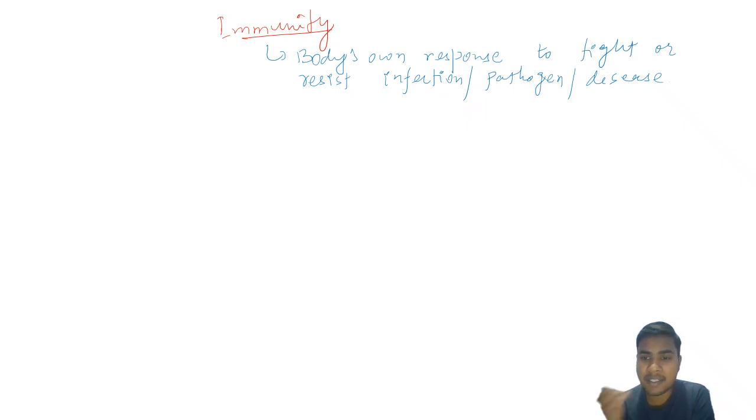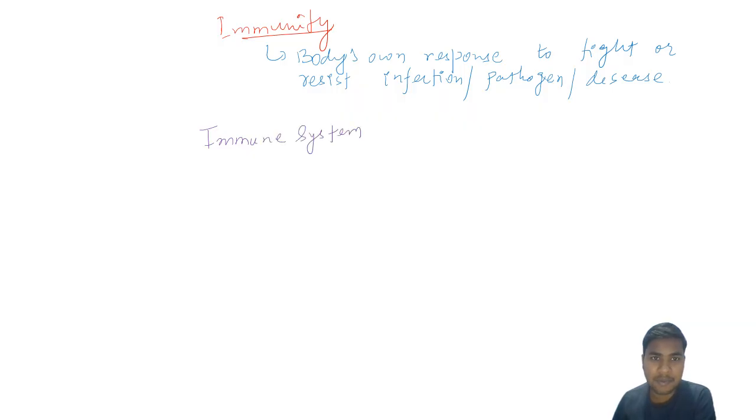So it is immunity which is responsible for the inhibition of growth of any pathogen and prevention of disease. And the system which has this capacity is the immune system.